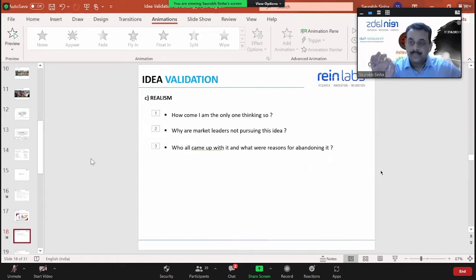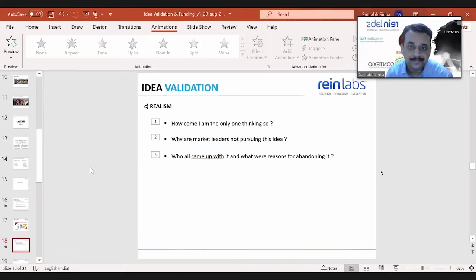Realism. We need to look at appreciating what we have as a strength. We need to look at seeing that, hey, everything that is coming in over here is not glamorous, right? There has to be something there. Someone must have thought about it. Someone has discarded the idea. Find out why they discarded it.